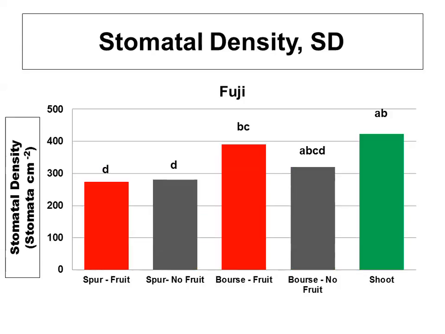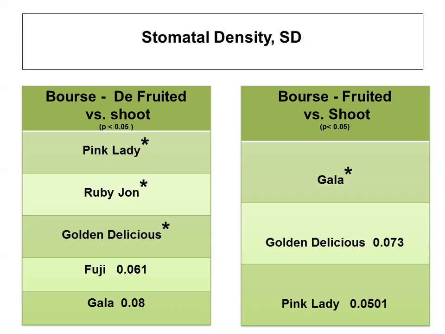What we did in stomatal density, actually, we measured all types of leaves. We measured the spur fruited, the spur deep-fruited, the burst fruited, the burst deep-fruited, and shoot. Spur fruited and spur deep-fruited in all cultivars is almost the same. Burst fruited and burst deep-fruited in all cultivars is always the same. But most of the time you will find the shoot stomatal density is different than the burst and the spur. So it's very interesting here to notice that the burst deep-fruited versus shoot is significant in Pink Lady, Ruby Joan, Golden Delicious, and slightly significant in Fuji and Gala. Burst fruited versus shoot, significant in Gala, and slightly significant in Golden Delicious and Pink Lady.